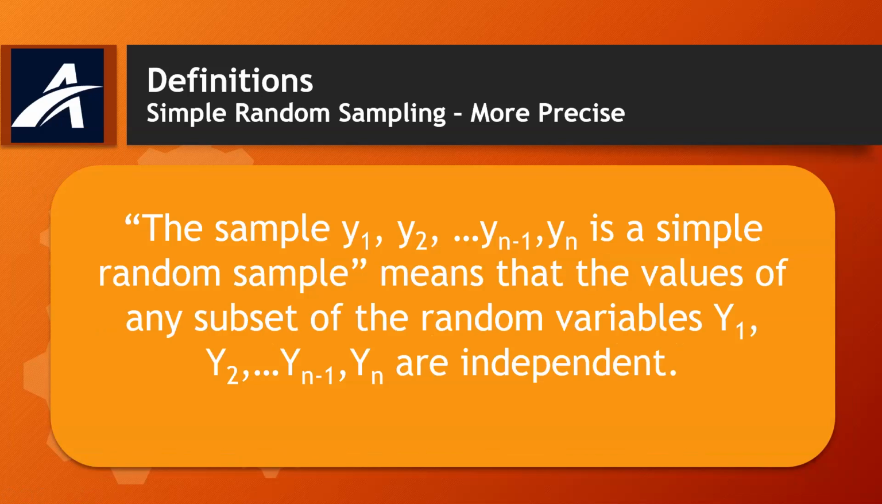Now, the more precise definition of random sampling is that all the points constituting the sample should not influence the outcome of the other points. I will illustrate this in Jupyter Notebook. I will explain this, meaning that they are all independent. The subset of the random variables are all independent. I'll show this using the dataset that we worked with.